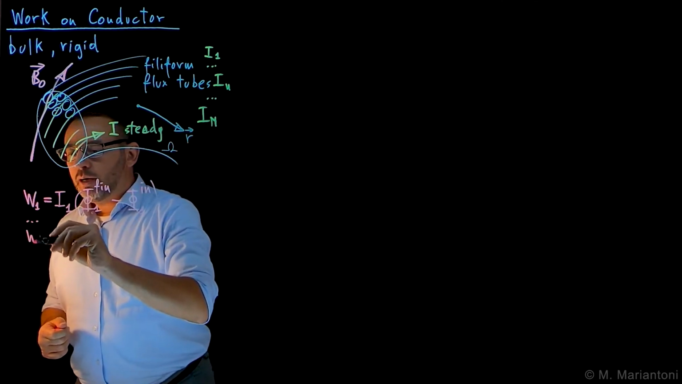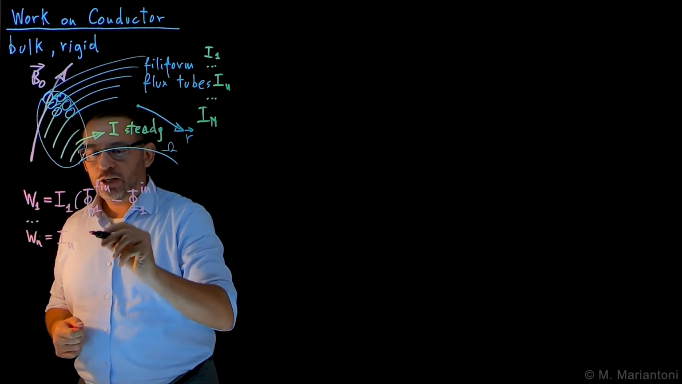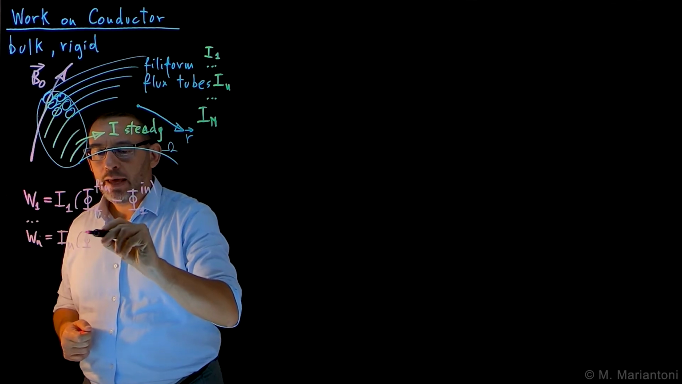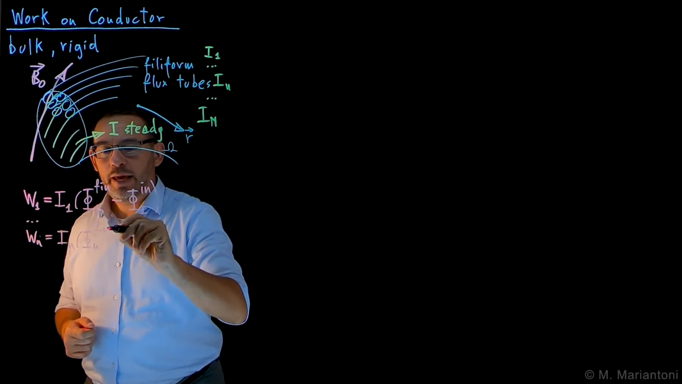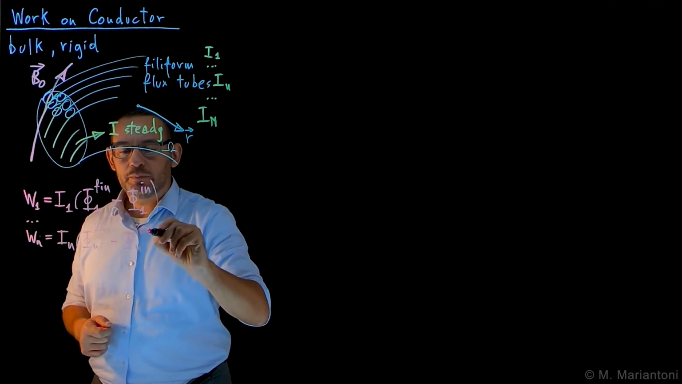Dot, dot, so the work on the nth, small nth generic circuit is going to be In, the current, times phi n final, small n, the intermediate step, minus phi n initial.